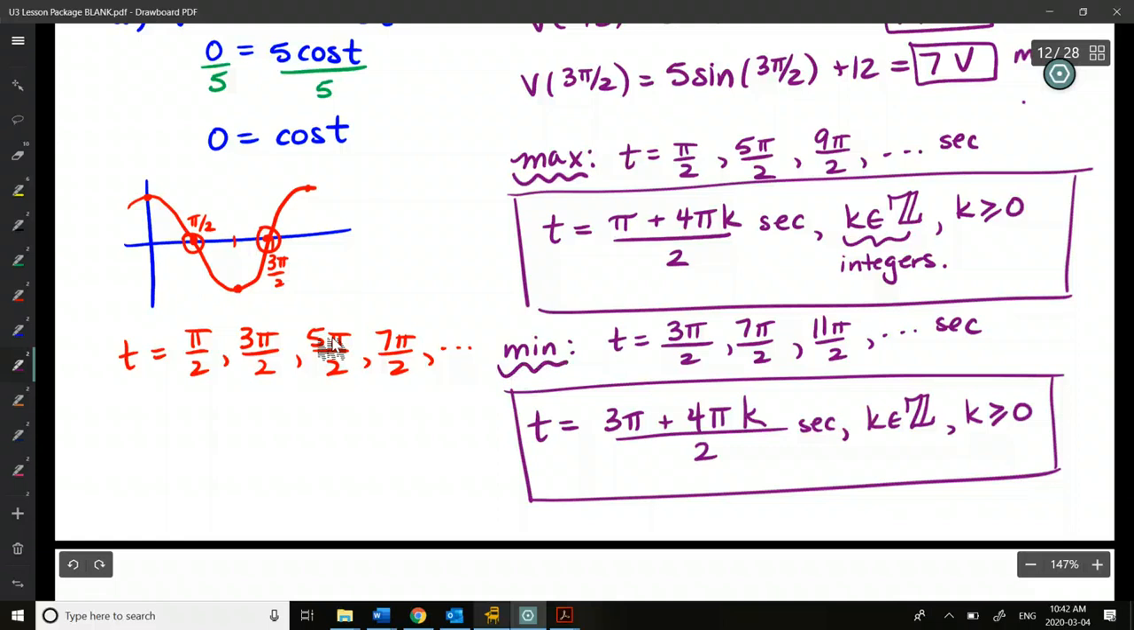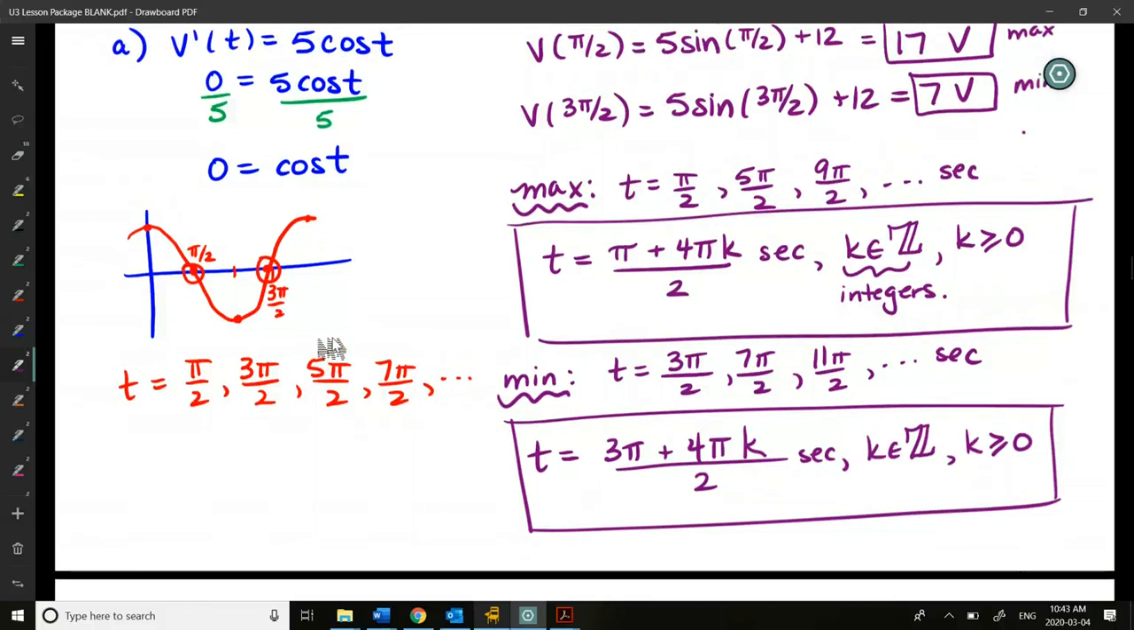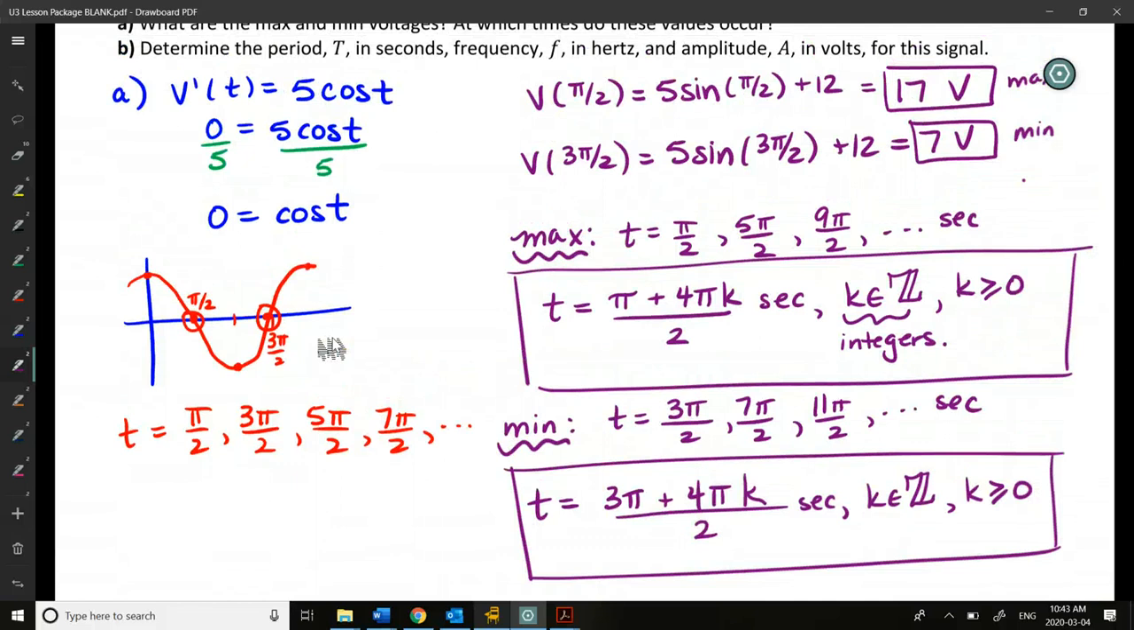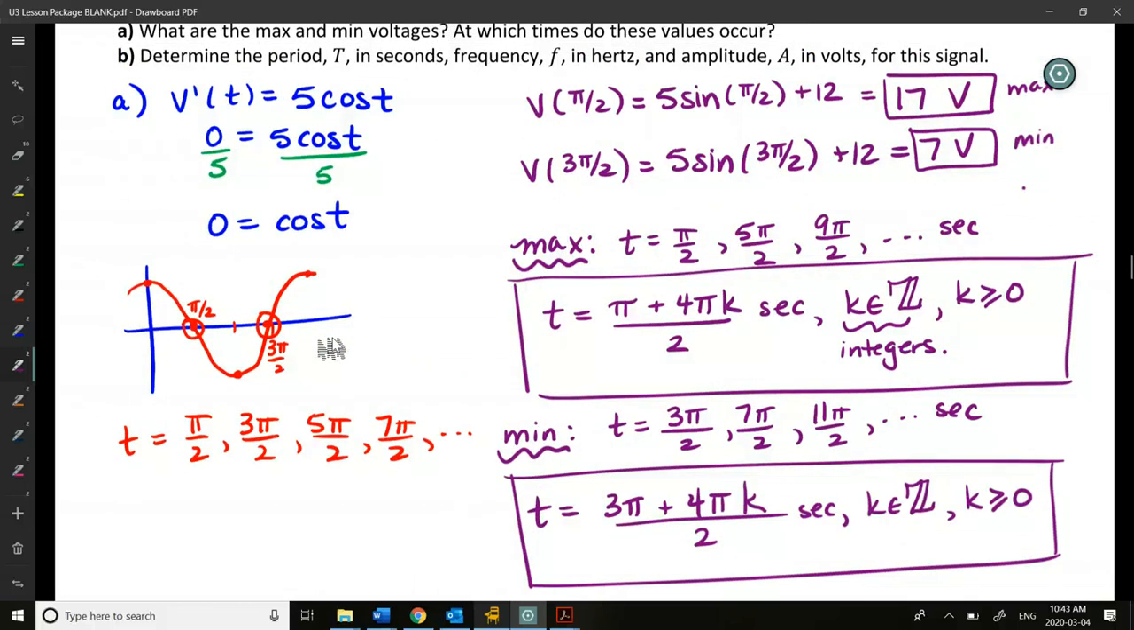Okay, so our maxes occur at all of these potential times here. That little statement that we just created covers all of them, to infinity and beyond. And the minimums are occurring at our statement for time there, 3 pi plus multiples of 4 pi k, all over 2. Okay, and then of course our maximum voltage is 17 volts and our minimum voltage is 7 volts.